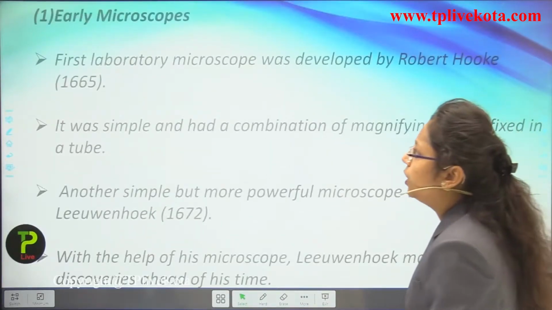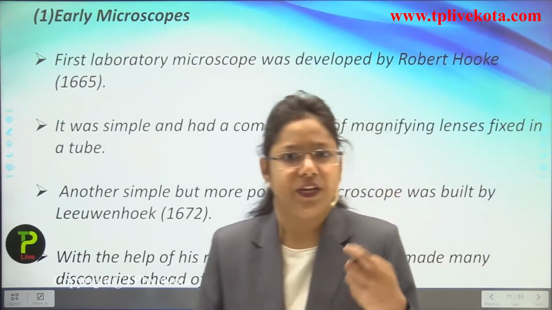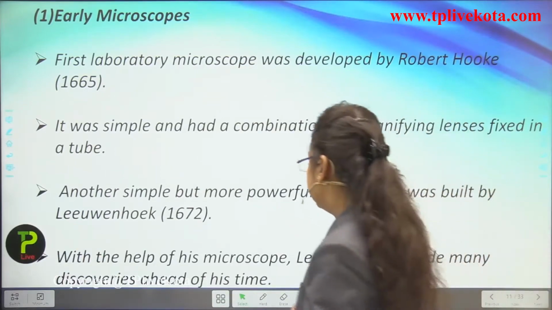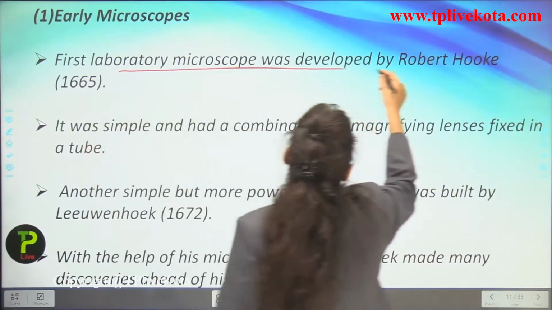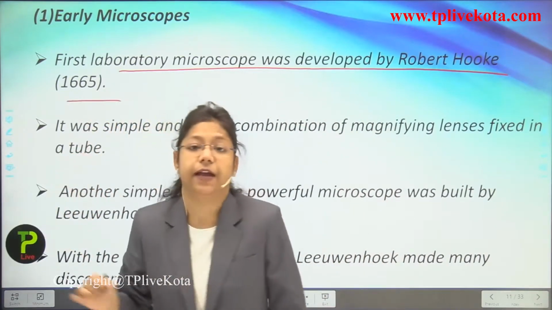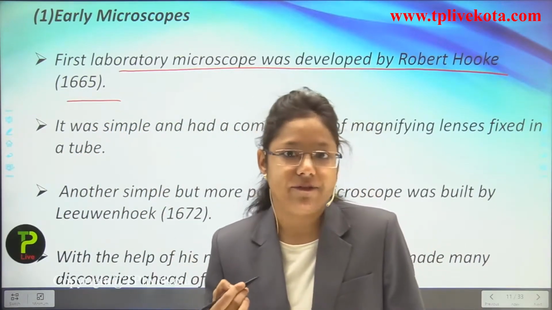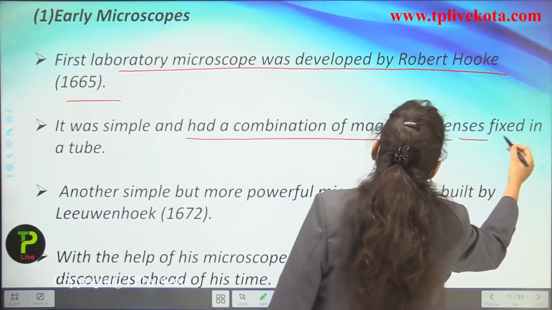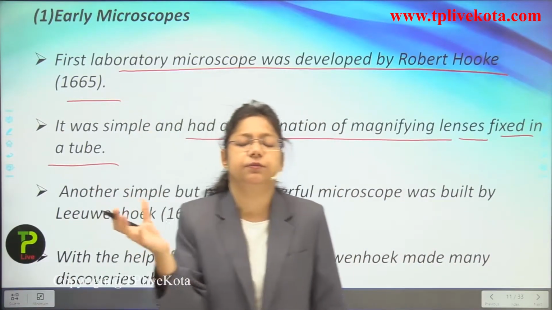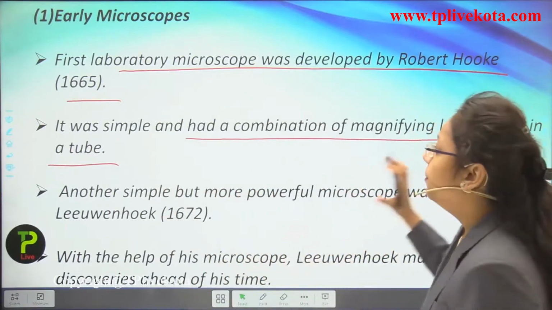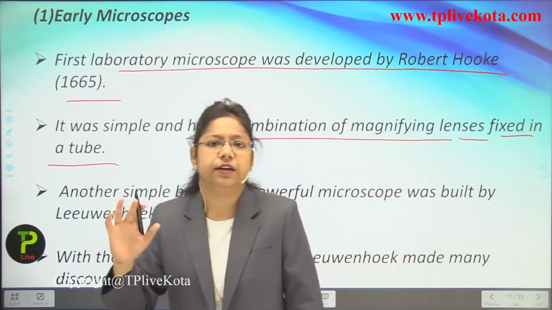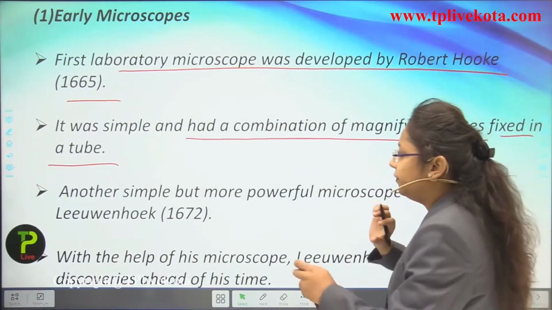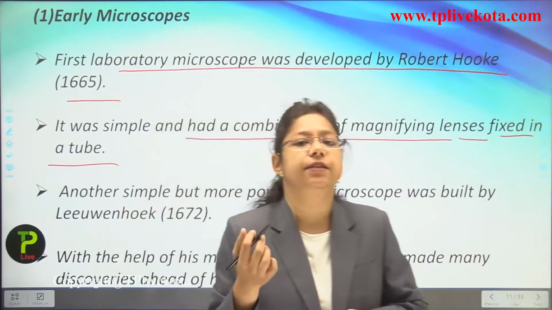Now, we are moving towards the early microscope. We are just taking a look at ancient times, at what happened then. The first laboratory microscope was developed by Robert Hooke in 1665. It was simple and had a combination of magnifying lenses fixed in a tube. So it was just made at that time, and Hooke was not considering the newer technologies that were going to come in the upcoming world. He just fixed the lenses in a tube to see some kind of cells.